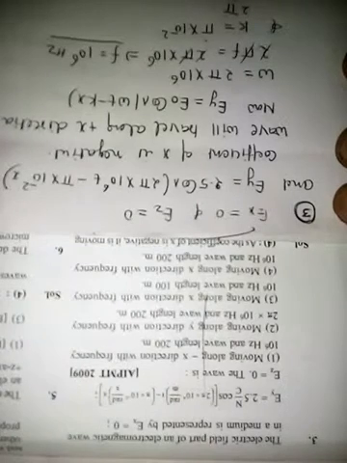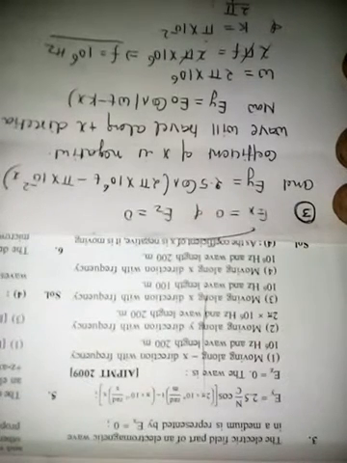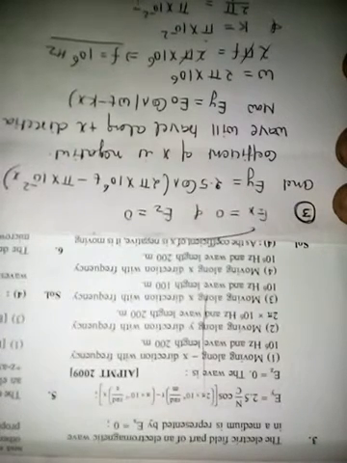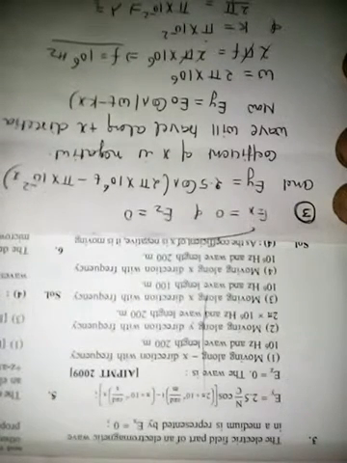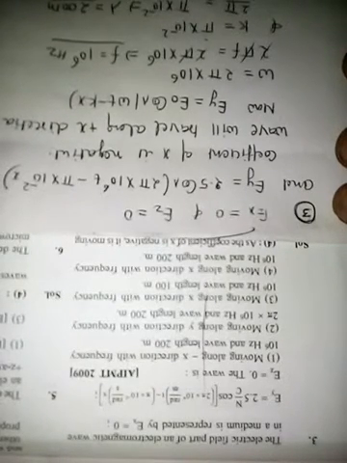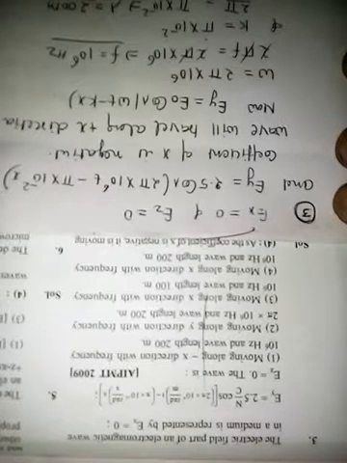Now 2π by λ equal to π × 10^-2. So λ equal to 200 meter. Hence option 4 will be correct.